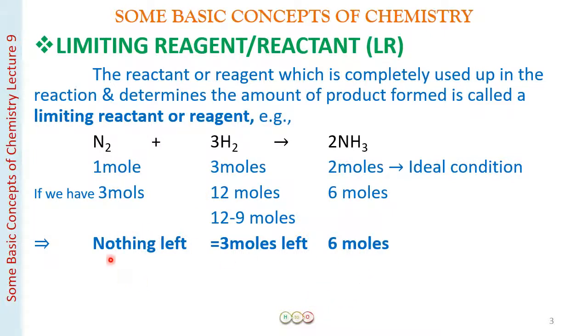So this N2 which is consumed up in the reaction is the limiting reactant, whereas the H2, 3 moles left, is the excess reagent, and the product formed is going to be in accordance with the limiting reagent, right?